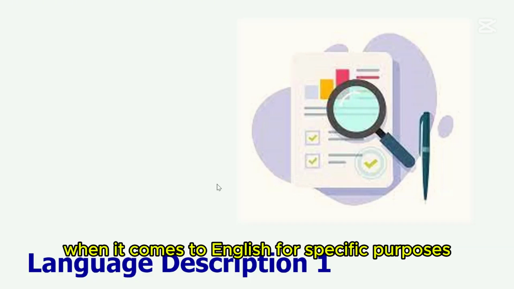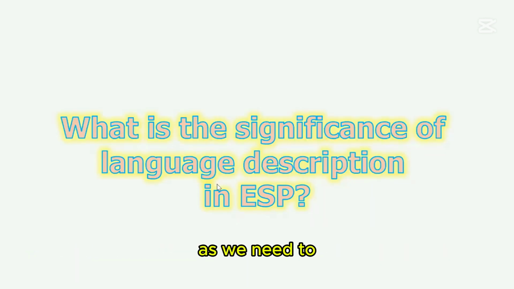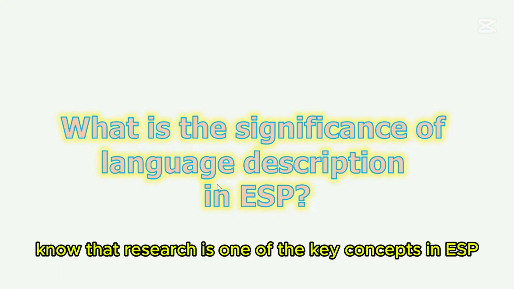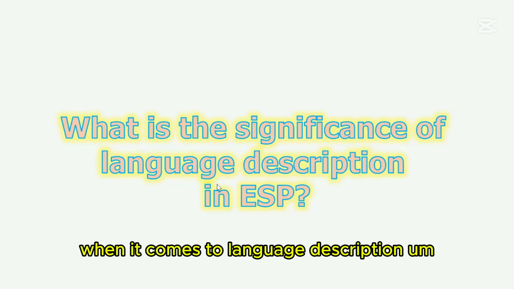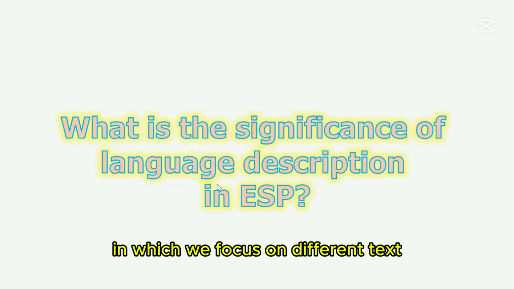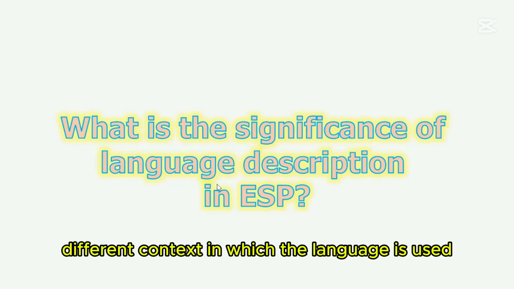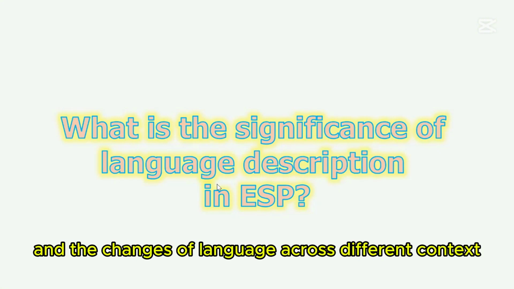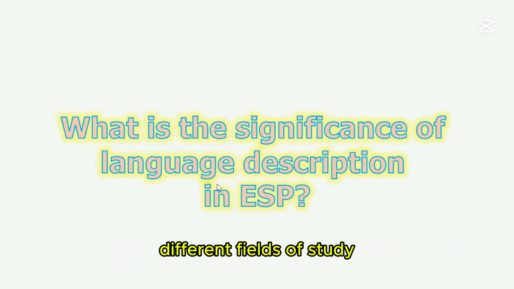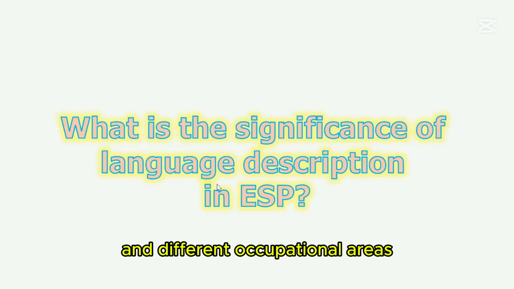When it comes to English for specific purposes, we need to consider the significance of language description. And we know that research is one of the key concepts in ESP. Language description is part of the research key term, in which we focus on different texts, different contexts in which the language is used, and the changes of language across different contexts. And by context here, we mean different disciplines, different fields of study, and different occupational areas.